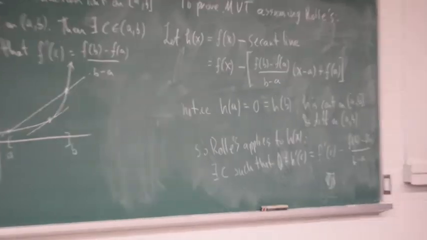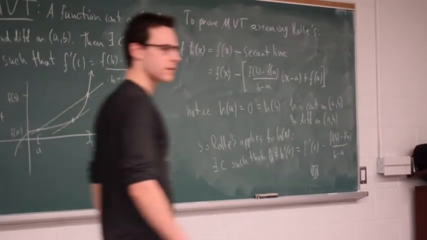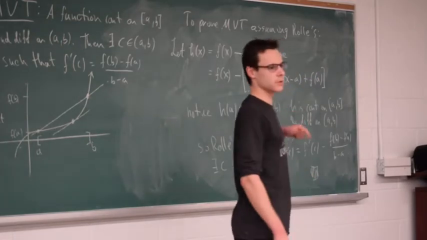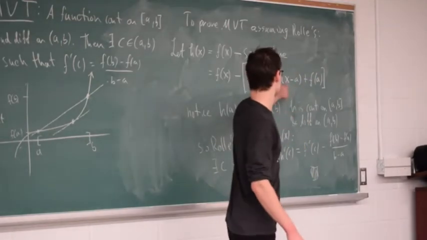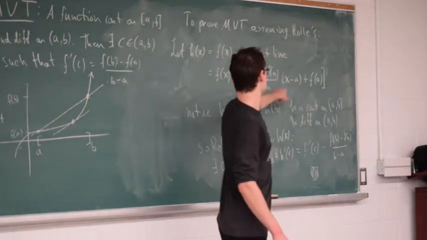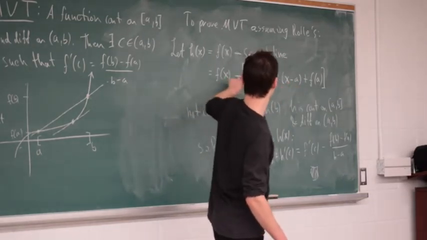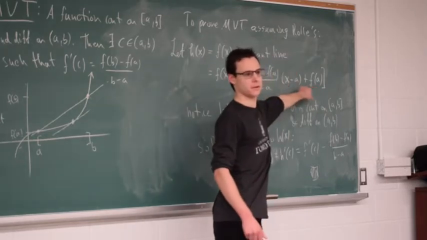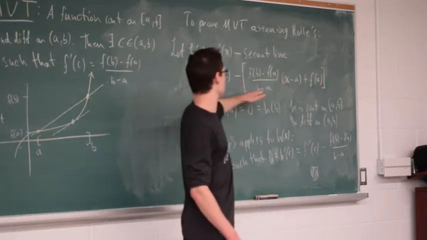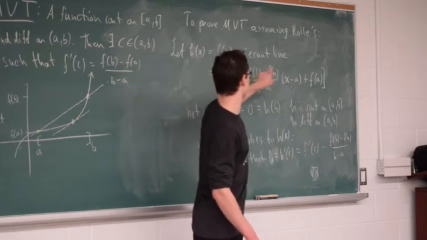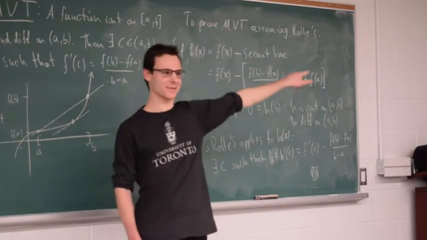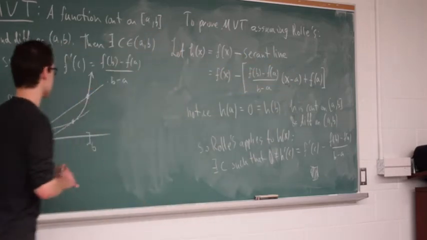Yeah? Why are h of a and h of b equal to zero? Oh, just sub in a and b and you'll see why. If you put in x equals a, a minus a is zero, so this whole part gets zeroed out and we get f of a minus f of a, which is zero. Same thing if you sub in b. These cancel, and you get f of a minus f of b plus f of b minus f of a by expanding, and stuff cancels out.